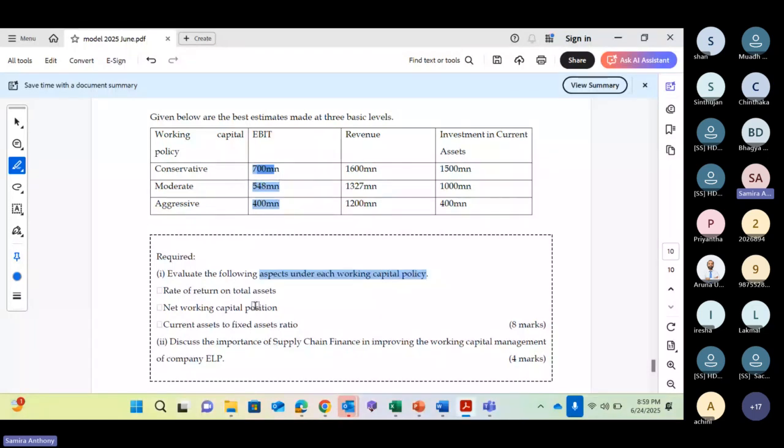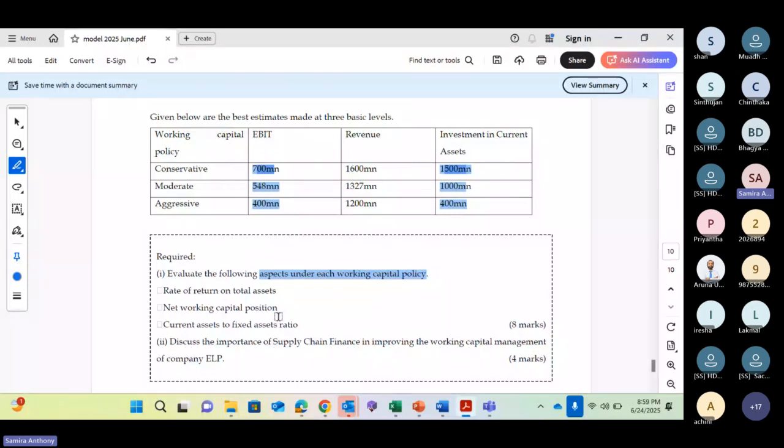Then the net working capital position. Investment in current assets is this much in each case, right? That means we already calculated the current working capital, how much it is today. If you invested a further 1,500, what is the net working capital position? Then you have to consider the cash. Hanifa, in this case you have to consider the cash, right? Yes, sir. Right.